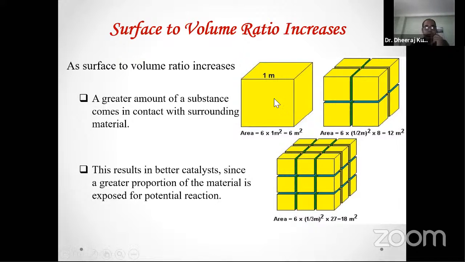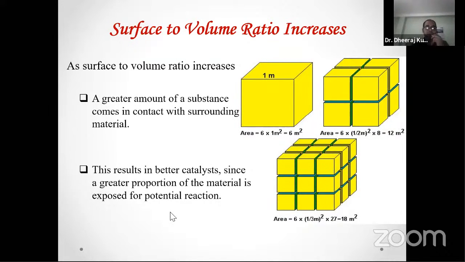Another effect that arises in the nano size range is the surface to volume ratio, which becomes very high. If we take the example of a 1 cubic meter system, it has 6 surfaces, so the surface area will be 6 square meters, and its volume will be 1 cubic meter. But when it is subdivided into eight cubic systems, its surface area increases and becomes 12 square meters, and when it is further subdivided into 27 parts, it becomes even more surface area.